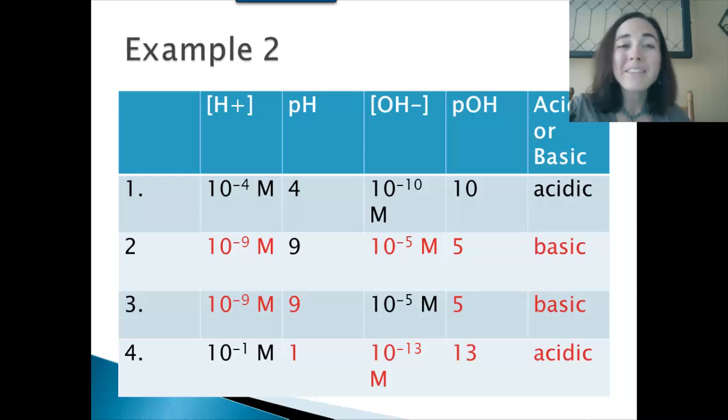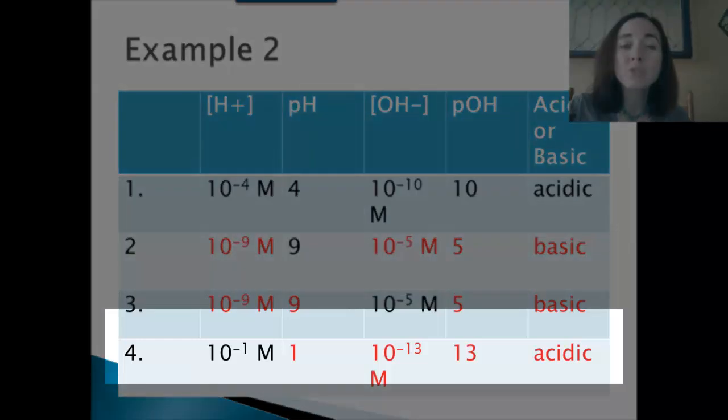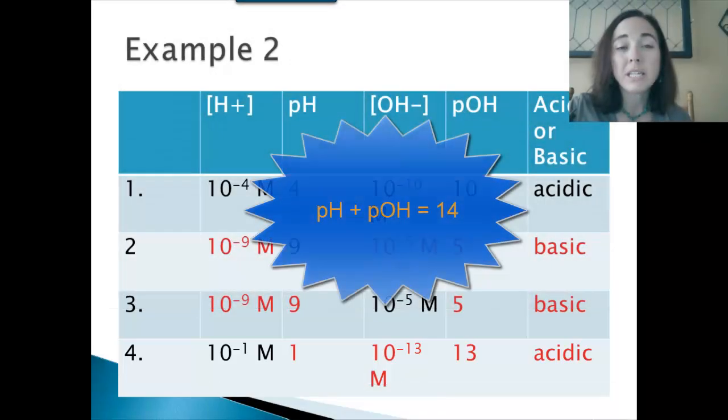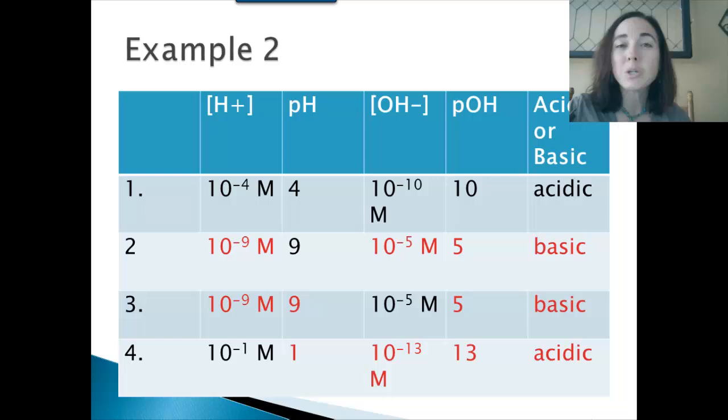Okay, and the last one, they give me the hydronium ion concentration is 10 to the negative 1 molar. The pH of that, or the negative log of 10 to the negative 1, is 1. So this is a pH of 1, and that is an acidic solution with a pH that low. The last thing I need to figure out is the hydroxide ion concentration and the pOH. Well, pOH has to be 13 because 1 plus 13 is equal to 14. And if the pOH is 13, the hydroxide ion concentration is 1 times 10 to the negative 13 molar.